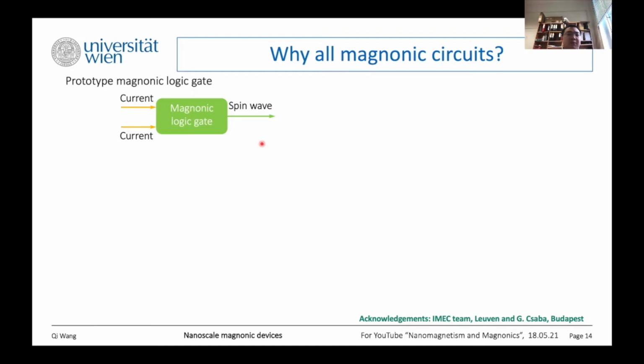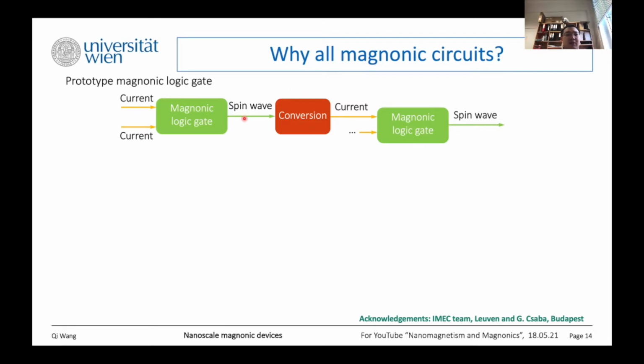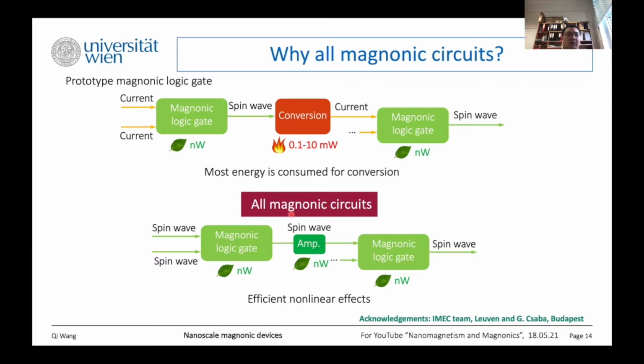If we want to connect this logic gate to another one, we need a conversion to convert spin wave to current. Unfortunately, this conversion will cost a lot of energy. So we propose all-magnon circuits in which the inputs and outputs are all spin waves. Here we just need an amplifier to bring the energy of the spin wave up to the same level as the input spin wave. In order to realize this, efficient nonlinear effects are needed, because here we need to use the spin wave to control spin waves themselves.